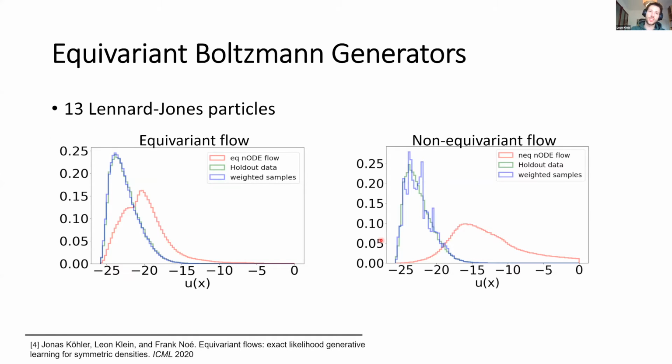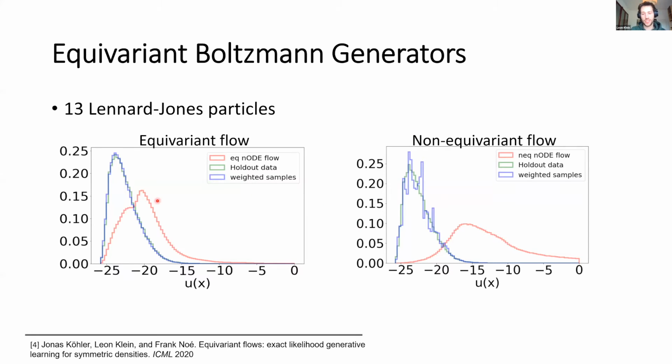So here on the left is for an equivariant Boltzmann generator based on an equivariant flow. And on the right is a non-equivariant Boltzmann generator, where we use data augmentation to try to learn the symmetries. So green are the target samples. Red is the generated samples with the Boltzmann generator. And blue are the samples after reweighting. So you can see here for the equivariant flow, we have quite some overlap. The reweighting works really well, but for the non-equivariant one, it's much harder. So the distribution is way off, and also the reweighting works significantly worse.